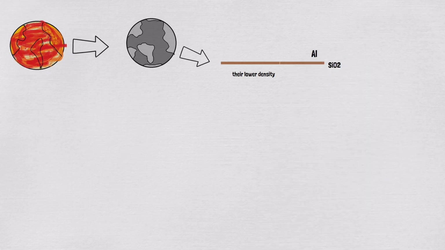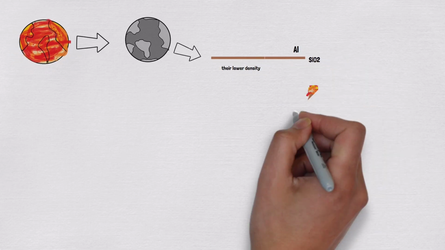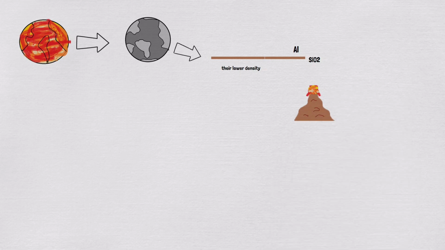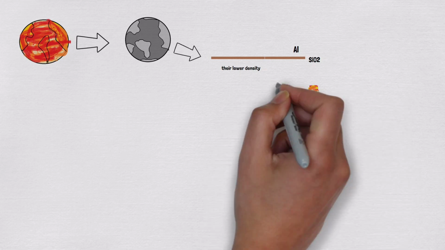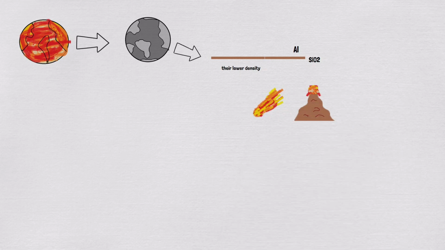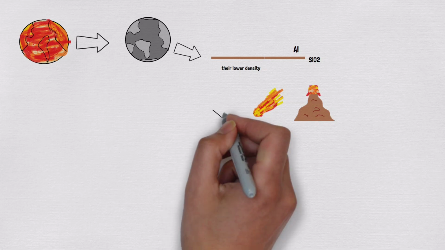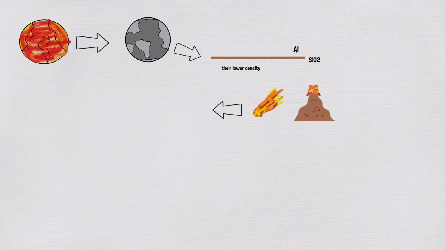Therefore, it was easily destroyed and reformed due to volcanic activity, meteorite impacts, and other geological processes. Over time, this initial crust evolved, eventually forming a more stable continental crust.